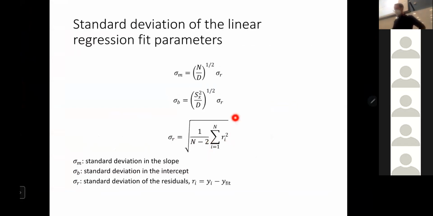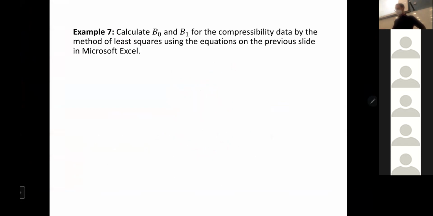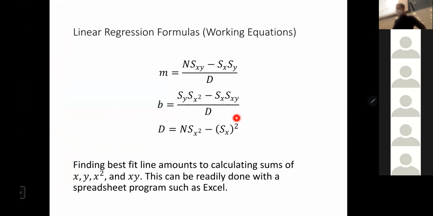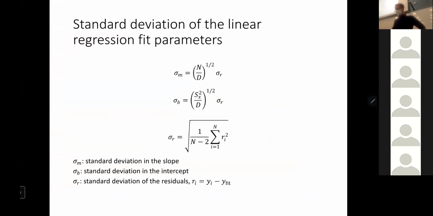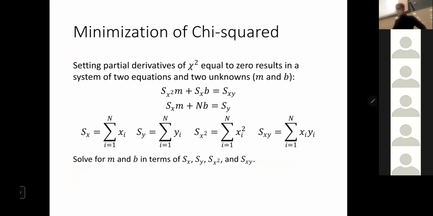So this is the formula for the standard deviation of the residuals. Here's the formula for the standard deviation of the slope and the intercept. And this D is just the denominator that we had on this page. It's this guy here. And then Sx squared is the sum over all the X's, this guy here, and N is just the total number of measurements.